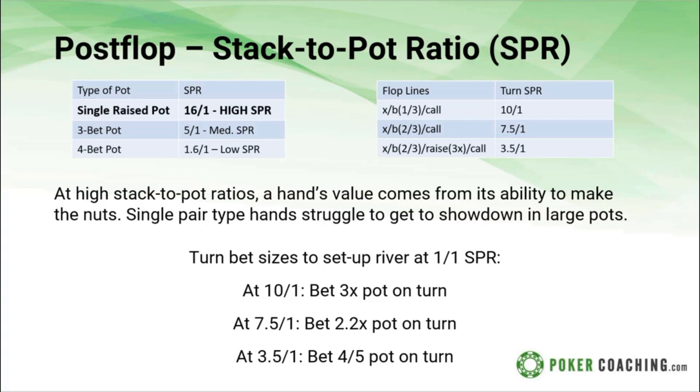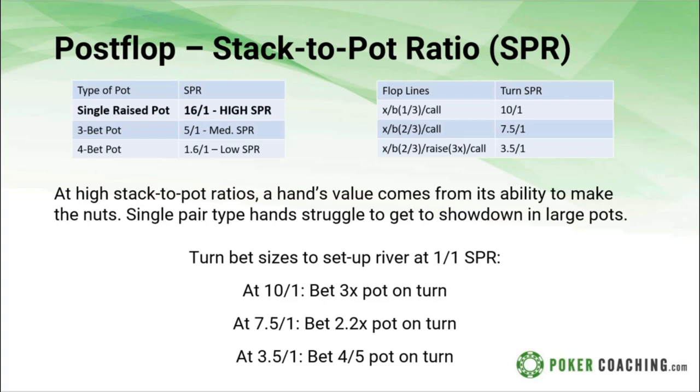So I listed some flop lines that are pretty common and what that does to the turn stack to pot ratio. As you can see, if it goes check, check, bet one third, call, you end up with a 10 to 1 turn SPR. If there's a two thirds pot bet on the flop, it ends up with 7.5 to 1 SPR. And if it goes two thirds pot, 3x raise and a call, it's a 3.5 to 1 SPR.